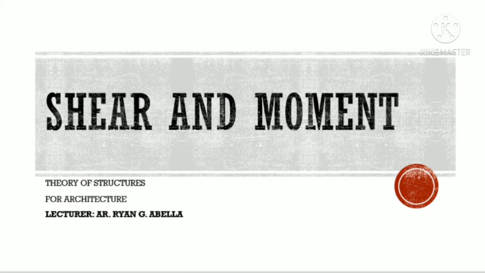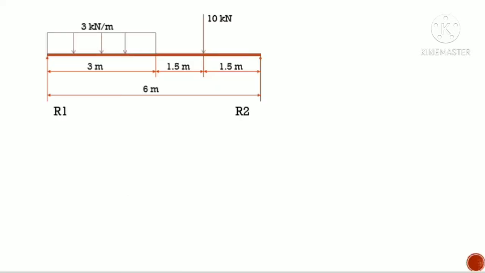Okay, ang sample po natin ay isang simple beam, na may 6 meters na span and may 3 kilonewton per meter na load, which is a uniformly distributed load na may span na 3 meters and a concentrated load of 10 kilonewton. So, but first, we're going to solve for the reactions before we can draw the diagrams.